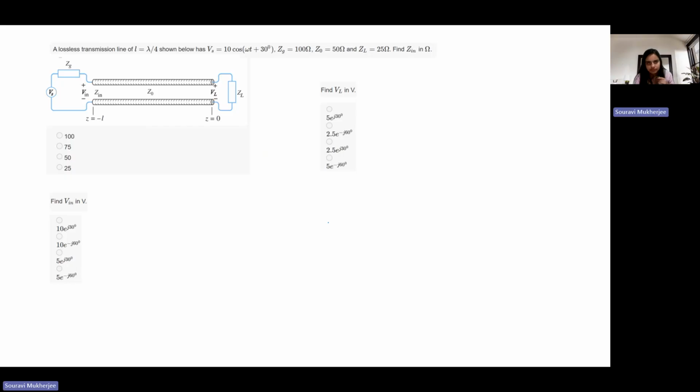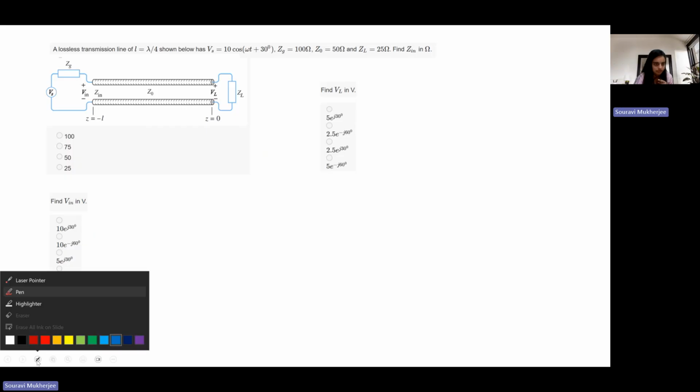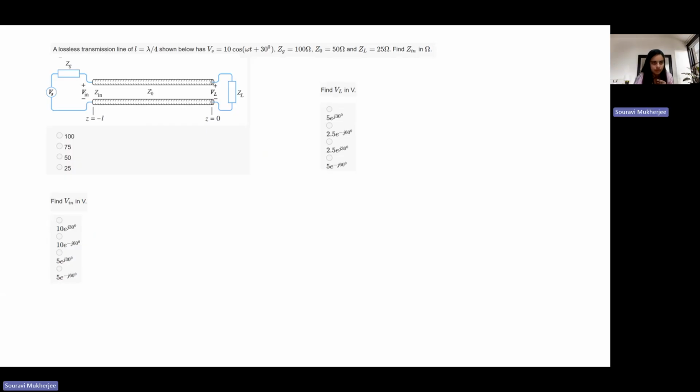Now this is another similar kind of question, where it says that you have a transmission line with a characteristic impedance given as Z naught. You know the voltage at the source, and you know that there is some impedance here, which is also given. The characteristic impedance is given, and you know the load, which is also there. You have to find Z in.